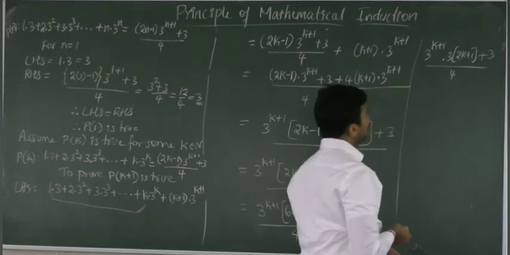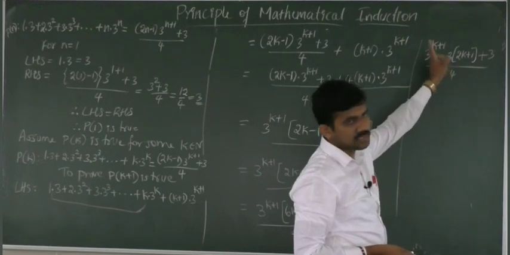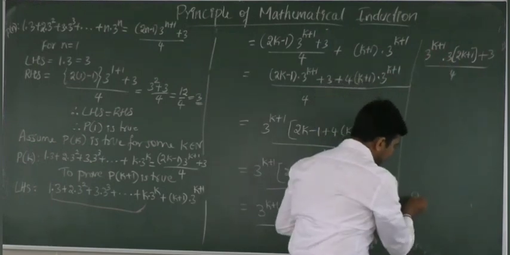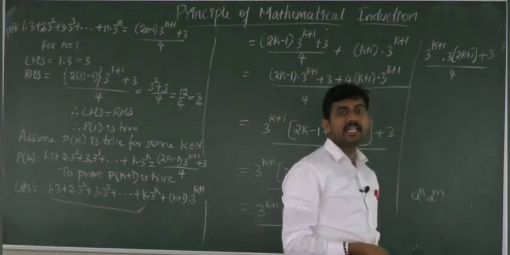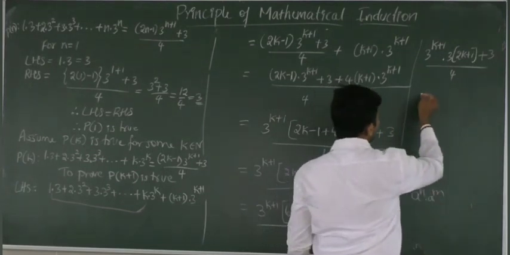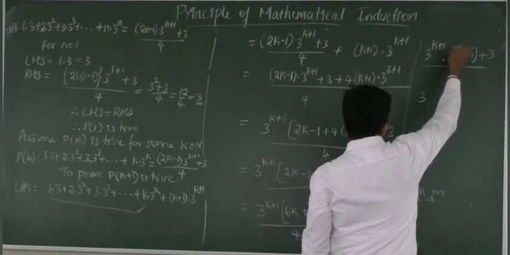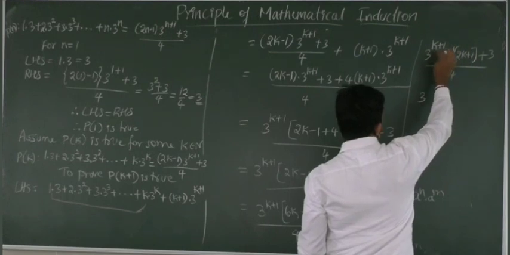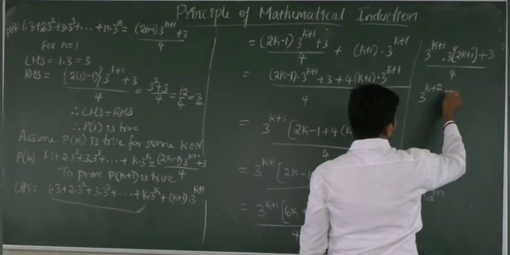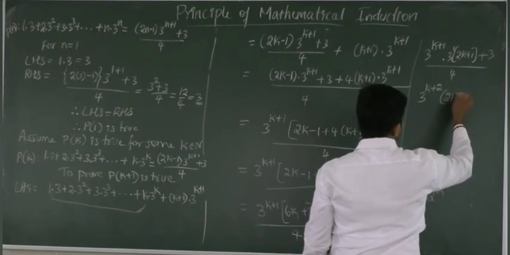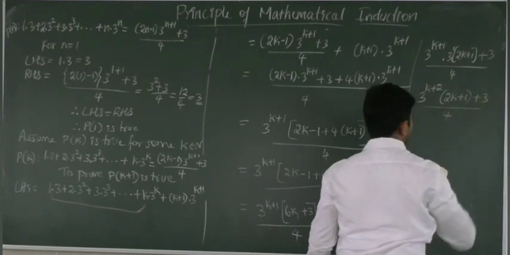And then here you have the base the same, 3 into 3, but the power is different. So a to the power n into a to the power m: if you have it like this, the base is the same, then we can add the powers. So the same here also, the base is the same and it is multiplied. So here what is the power of 3? We have 1. Here the power of 3 is k plus 1. So k plus 1 plus 1, we will get k plus 2, into (2k plus 1), plus 3, whole divided by 4.